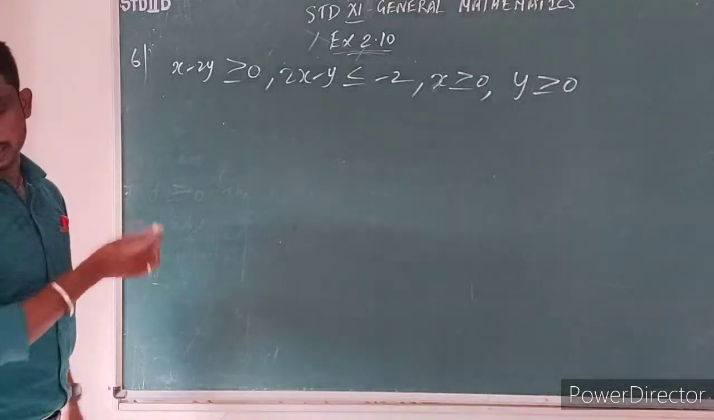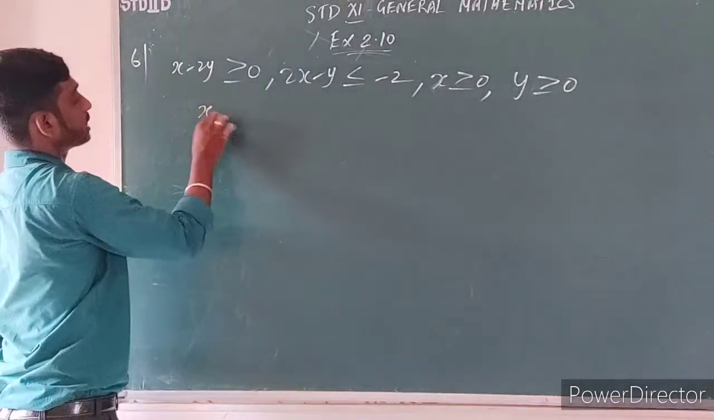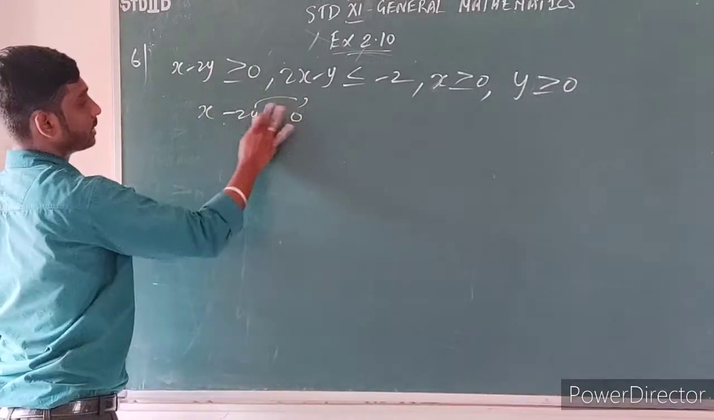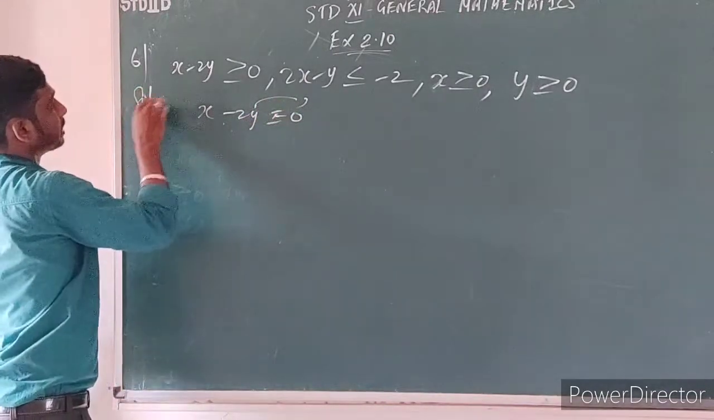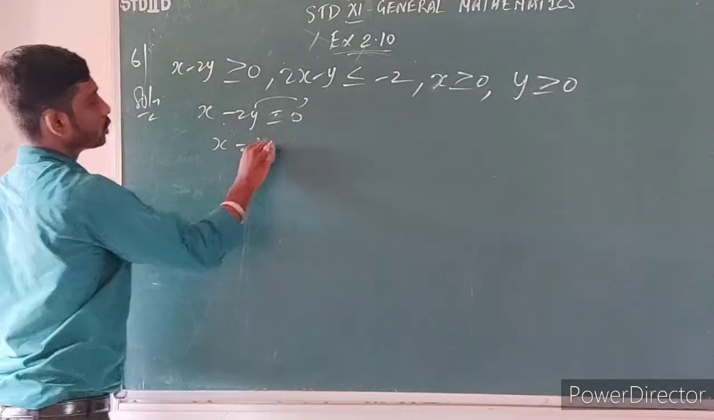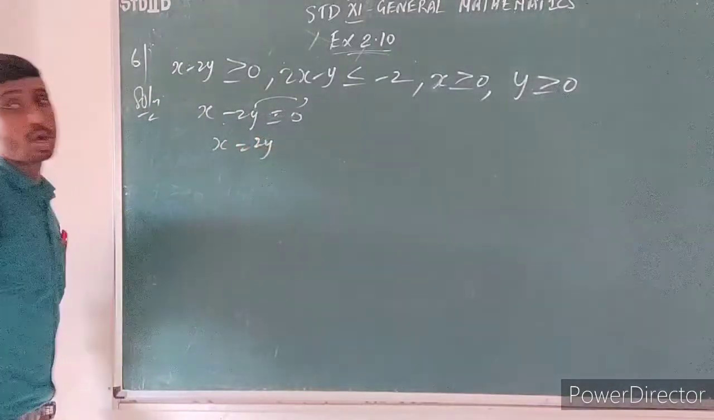Let's solve this one. Let's take this one: x minus 2y greater than 0 means this y will go to the other side, and this minus 2 will go to that side. It changes into x is equal to 2y. So what is the condition we get here? x is equal to 2y.